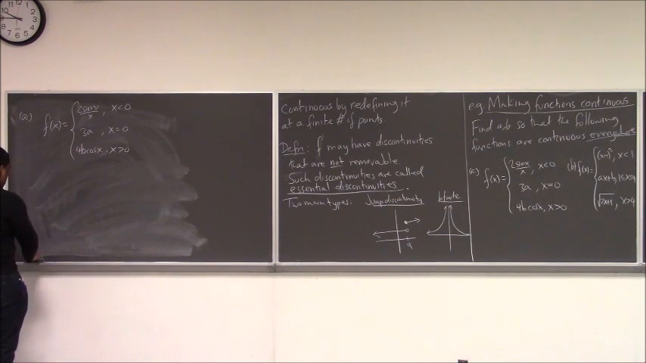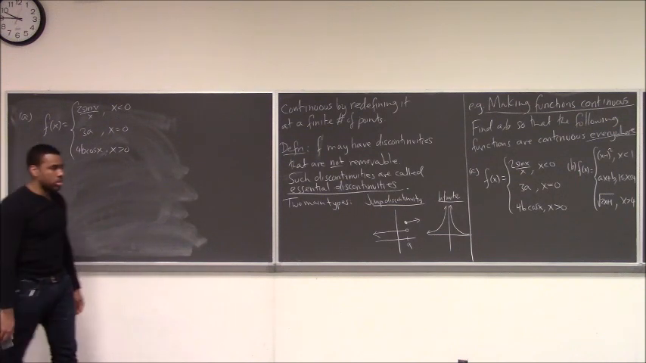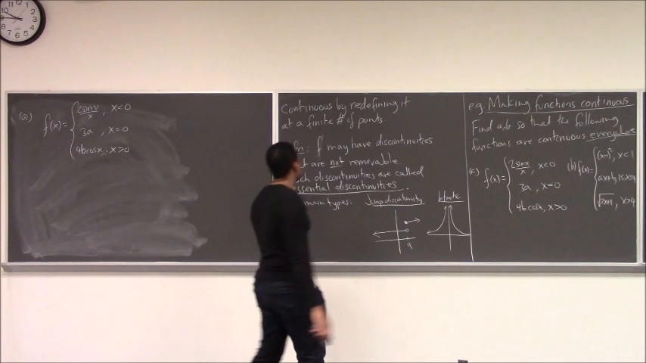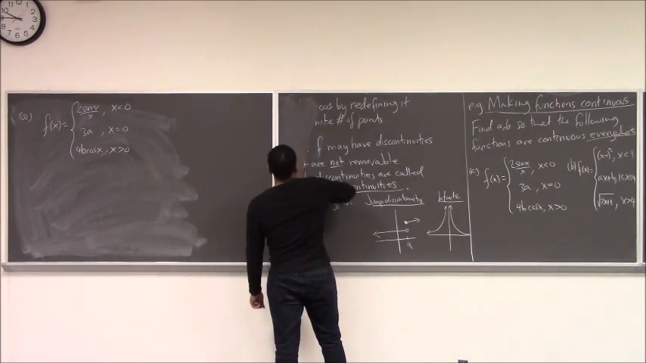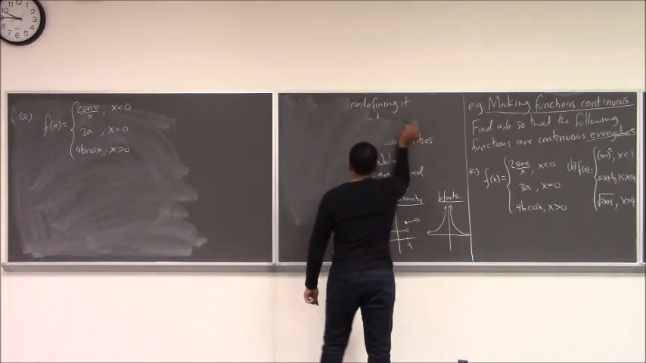So the first thing you want to do is identify points of potential discontinuities so you can fix them. Where would you think this function could be discontinuous? At what points?